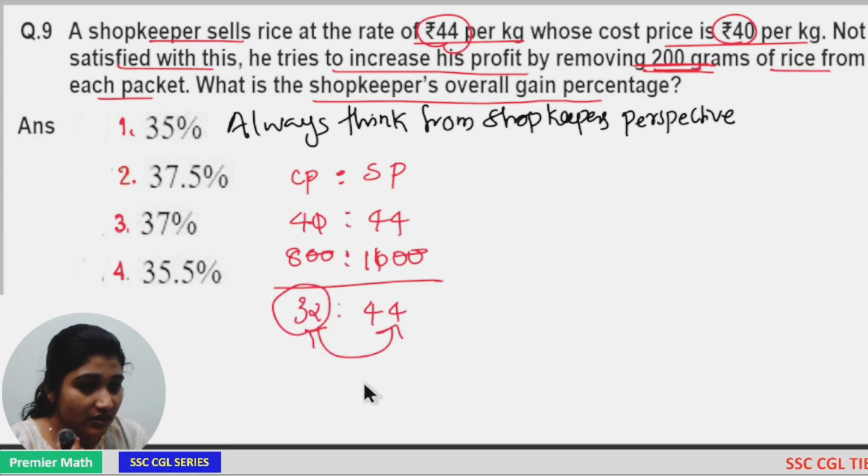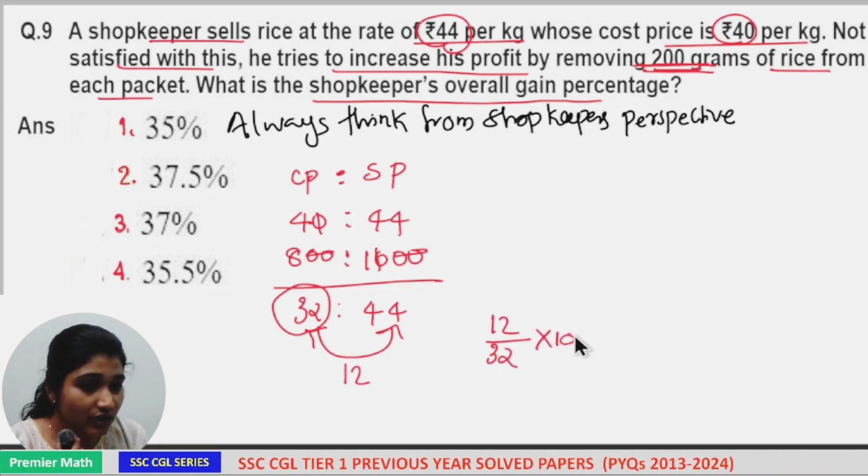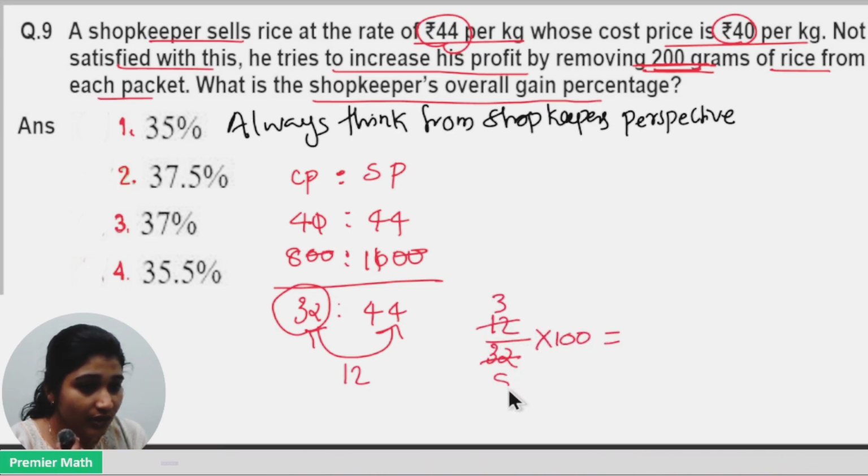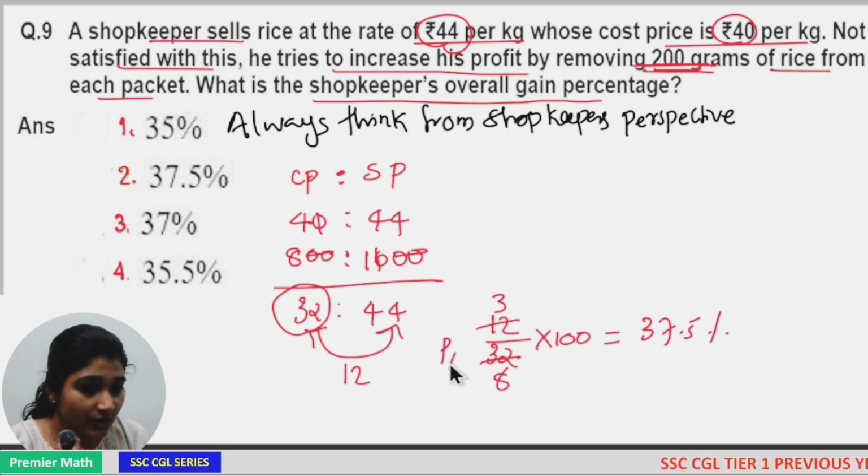So the difference is equal to 12, and here profit is 12 rupees out of this cost price 32. If you convert it into percentage, 4 goes 3 times in 12, 8 times in 32. 3 by 8 into 100 means 87.5 percentage. Option 2 is your answer.